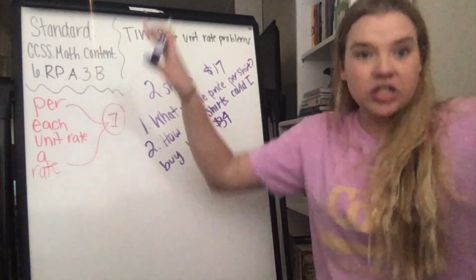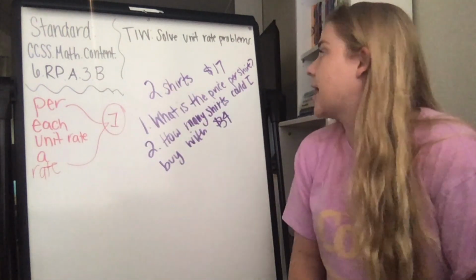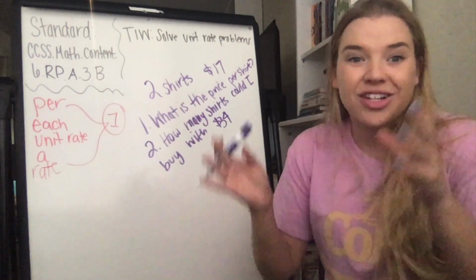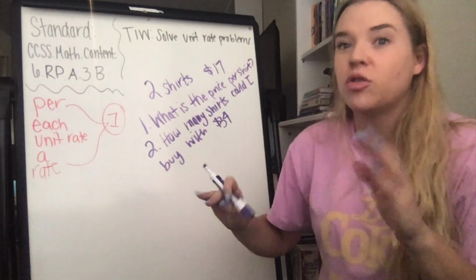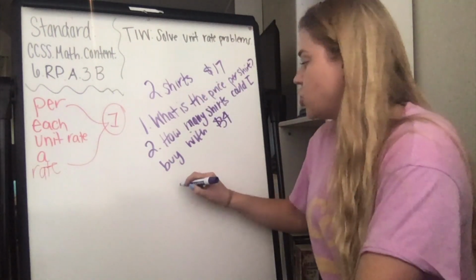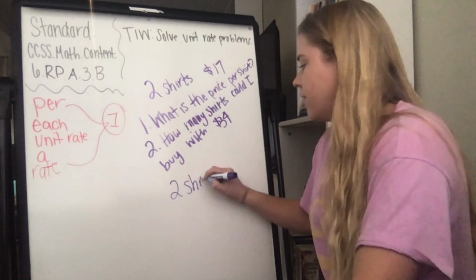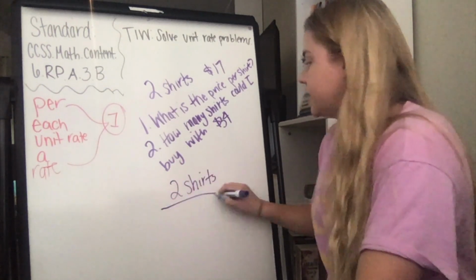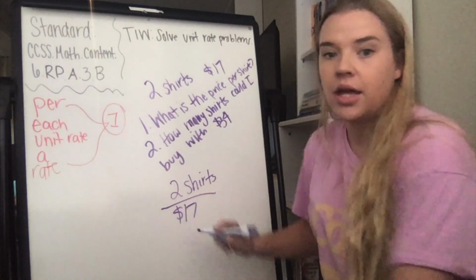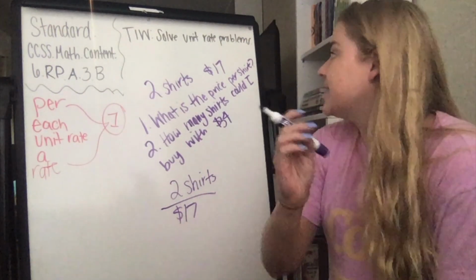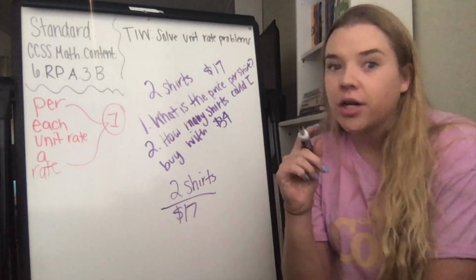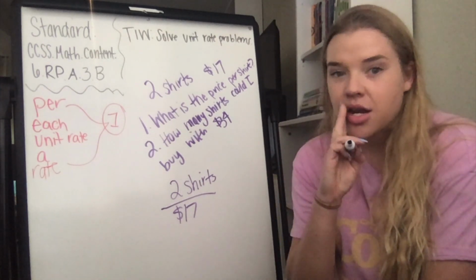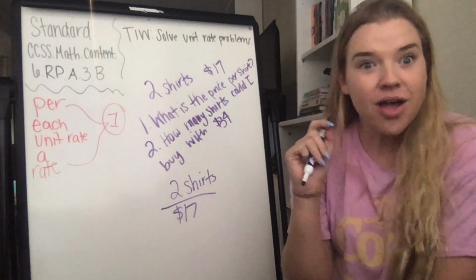Okay, so first step, let's just make sense of what I said. So I said 2 shirts for $17. That's 2 different units that we're comparing, right? So we're going to set it up as a ratio, which means I'm going to set it up as a fraction. So 2 shirts is $17. My first question I'm asking, what is the price per shirt? Okay, when I say per, I mean what number? 1. I mean 1, Ms. G. Yeah, it's 1. Perfect.